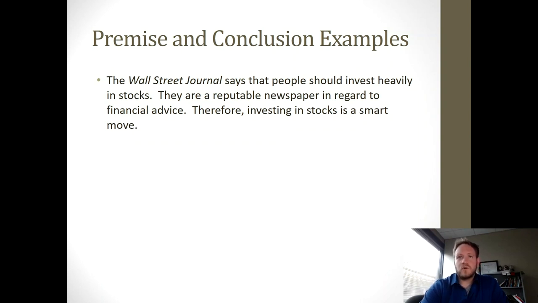Other words like so, thus, these are called conclusion indicators, right? They are words that tell us that what follows is the conclusion. It's what is meant to be the claim that you accept afterwards, right? So the conclusion here is investing in stocks is a smart move. Now, that means that these other two sentences, because they're making claims, because they are statements, they are premises. They are the reasons for why the conclusion should be accepted, according to whoever wrote this example, right?